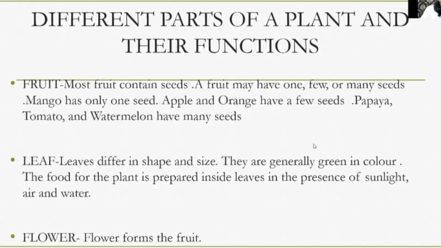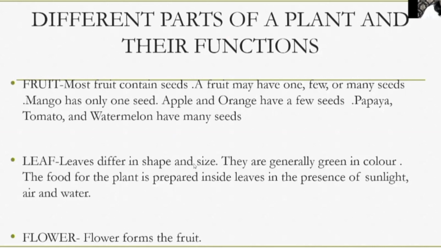So all of us have seen an apple, an orange, a mango, papaya, tomato, watermelon, and many other fruits and vegetables that have one seed, few seeds, or many seeds. So here we know, for example, mango has one seed, apple and oranges have few seeds, papaya, tomato, and watermelon have many seeds.